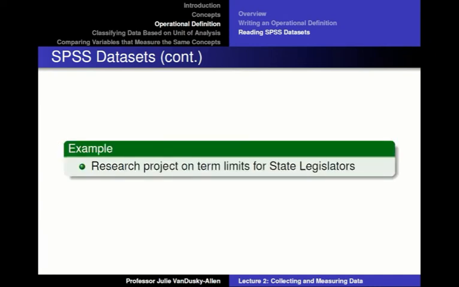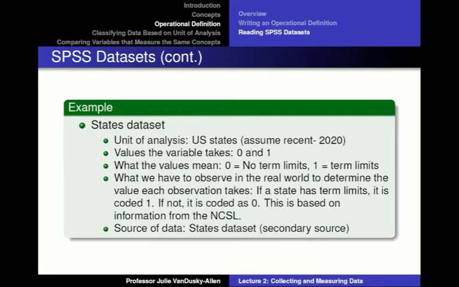So now that we know that the states dataset has the term limits variable and we know how to read the information in the dataset, we can use the information from SPSS and the code books to write the operational definition for the term limits variable. Recall that the operational definition includes information about a variable's unit of analysis, tells us what values the variable takes and what they mean, what we have to observe in the real world to determine the value each variable takes, and the source of the data.